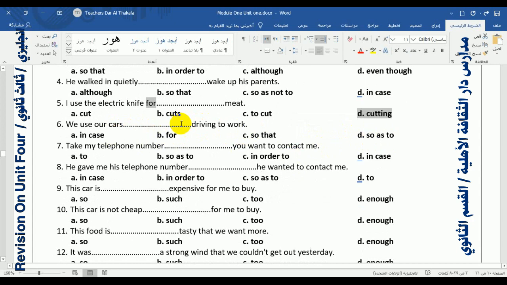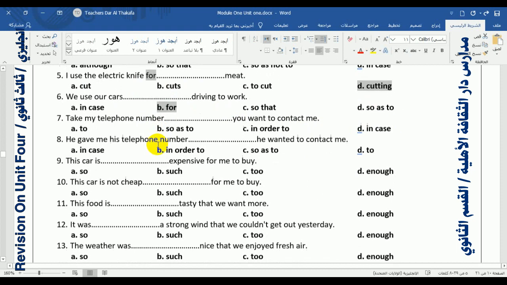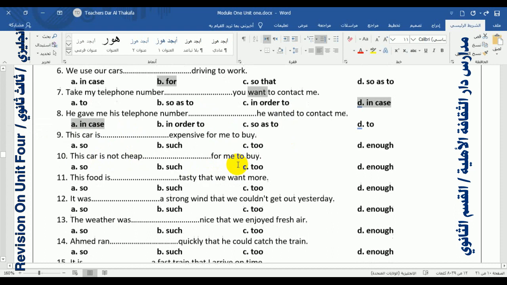For driving. Take my telephone number. خذ معاك رقم جوالي. ليش؟ In case you want to contact me. عندك كلمة want. لو شفت want أو need في الجملة على طول your correct answer لازم تكون in case، في حال you want to contact me. He gave me his telephone number. نفس الكلام. He wanted to contact me. عندي wanted موجودة، يبقى أقول برضو in case زي اللي فوقها. In case في حال he wanted to contact me.